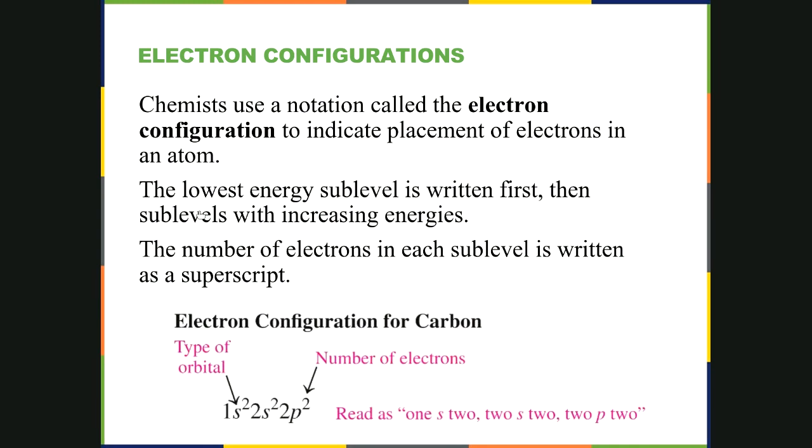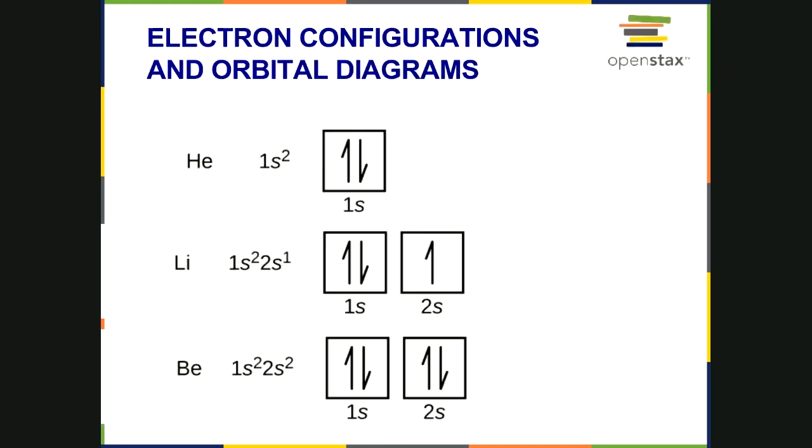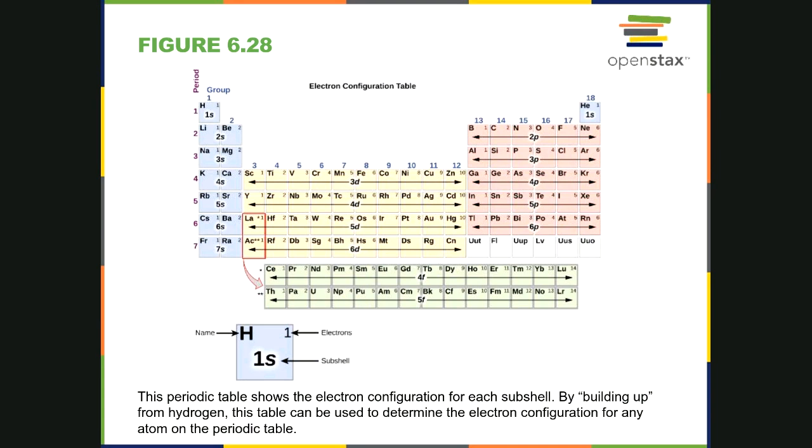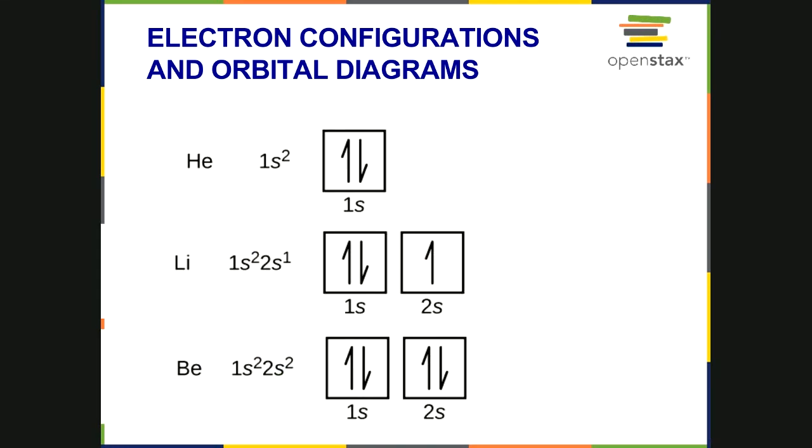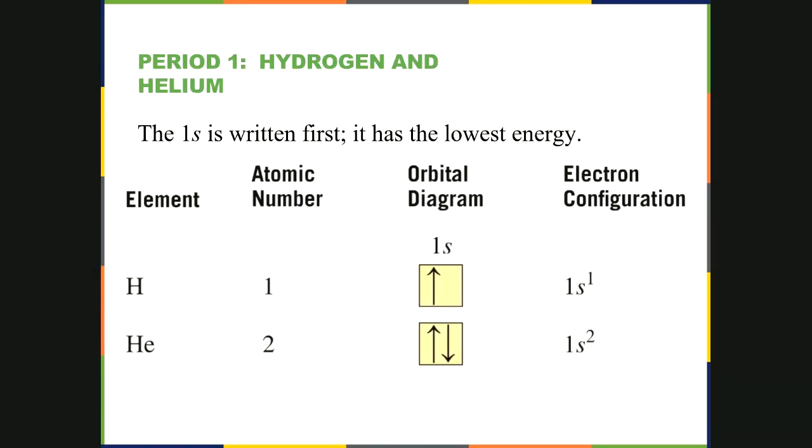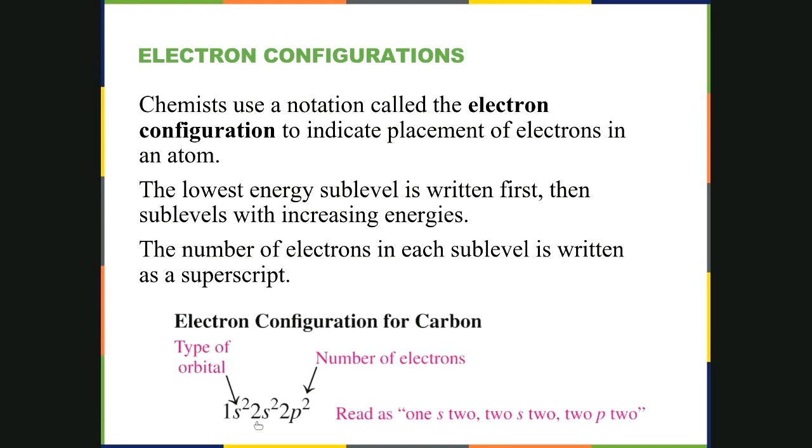Here's an example for carbon. Going back to that periodic table again, carbon would have 6 electrons. So we start with the 1s, we put two electrons in the 1s, we go on to the 2s, put two electrons here, and then I put two electrons in the 2p sublevel, and I end where carbon is here. So its electron configuration is going to be 1s2, 2s2, 2p2.